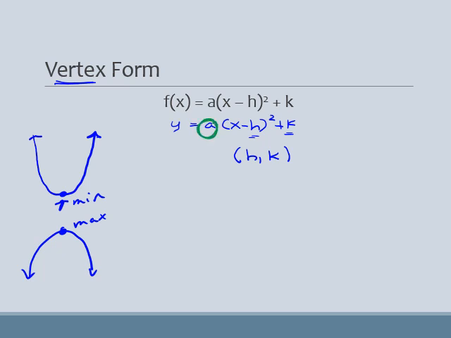A is kind of like our slope, okay? If a is positive, it's going to open up, like this. If a is negative, it's going to open down, like a frown. It's going to open like this. Okay, a will also tell us how wide it is. And we're going to use a to graph other points.